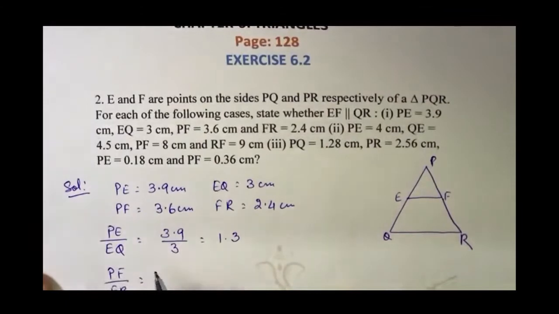Find out what is PF. It is 3.6 and FR is 2.4. So you can have 12 threes are 36, 12 twos are 24, so you will have 1.5. So is PE by EQ equal to PF by FR? No. Therefore, EF is not parallel to QR. Clear? Okay. Now this was your bit 1.